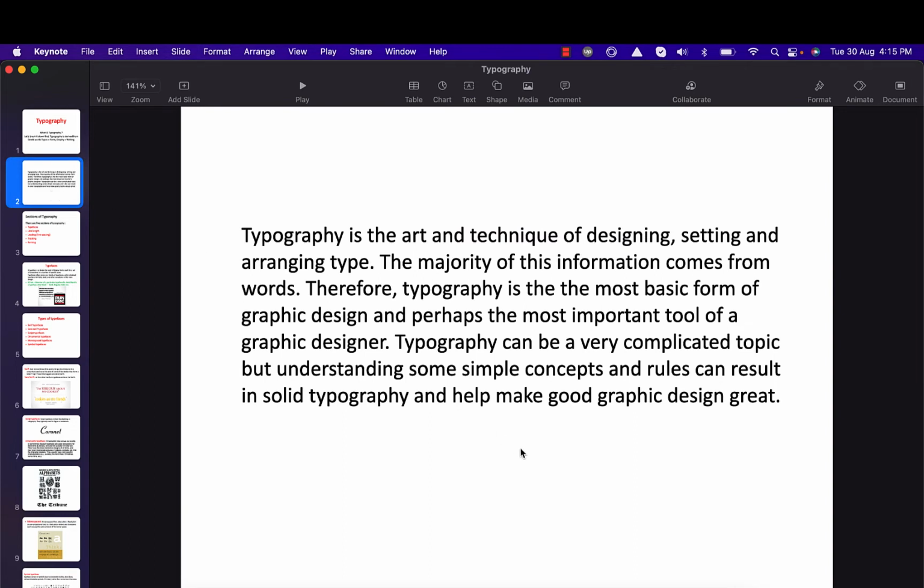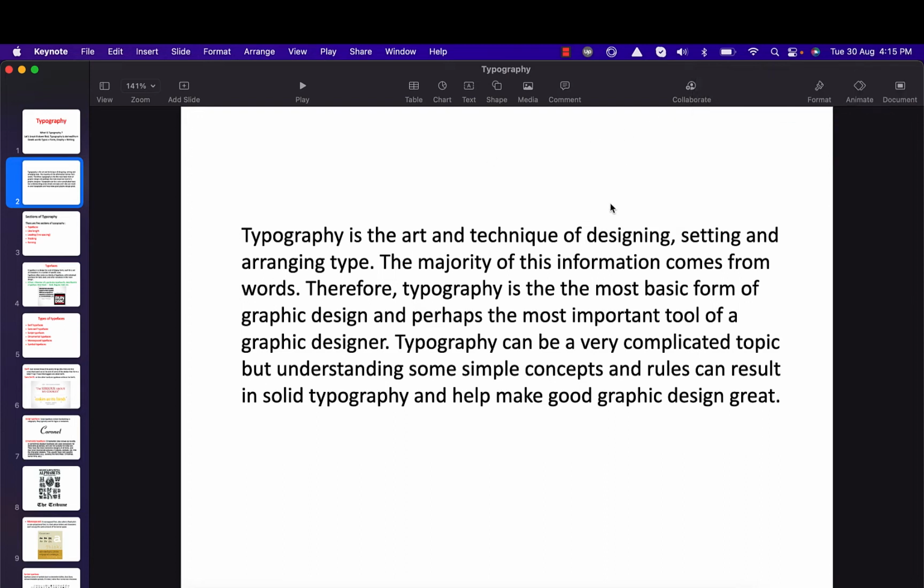So let's talk about a definition. Typography is the art and technique of designing, setting and arranging types. The majority of this information comes from the words. Therefore, typography is the most basic form of graphic design and perhaps the most important tool of a graphic designer. Typography can be a very complicated topic, but understanding some simple concepts and rules can result in solid typography and help make good graphic design great.